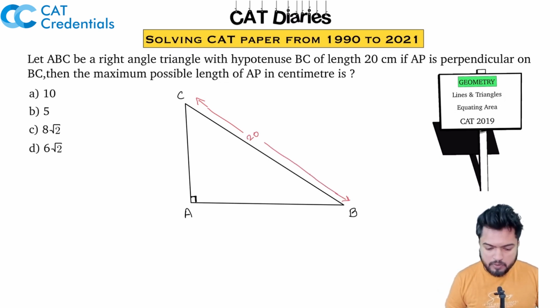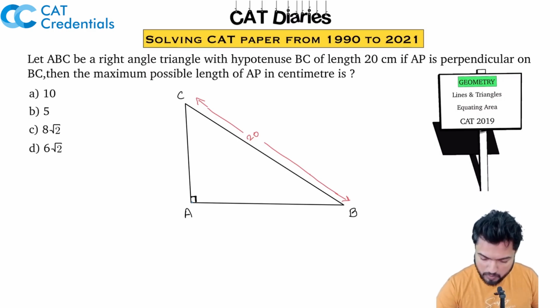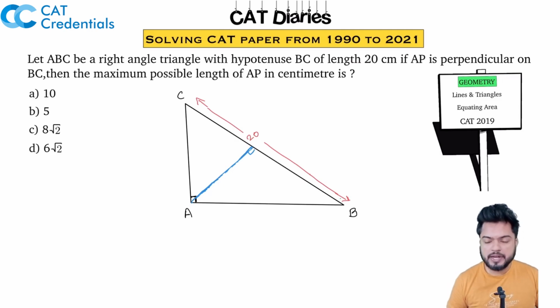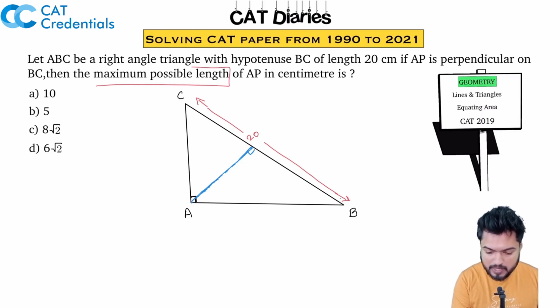AP is perpendicular on BC. So on BC you draw a perpendicular, which is from A. So this is your AP, which is a perpendicular on BC. That's what I draw from here. Now what is being given and what is being asked? The maximum possible length of AP. They are not asking you just the length of AP. The hint here is you need the maximum possible length of AP.